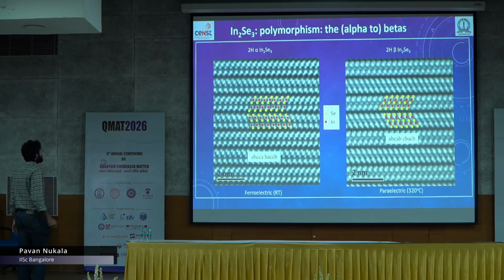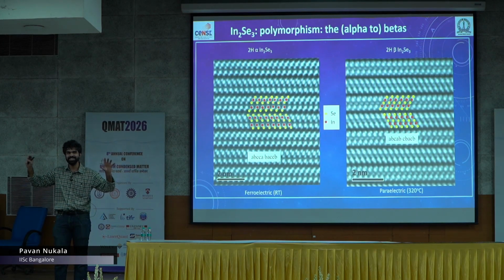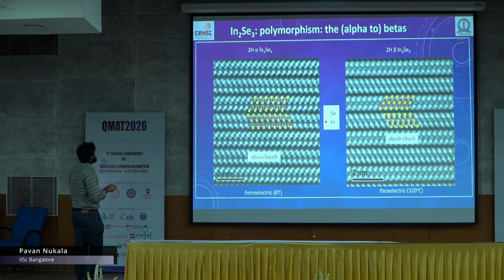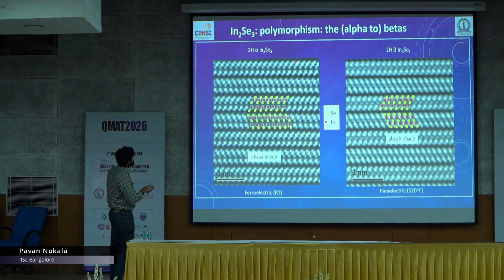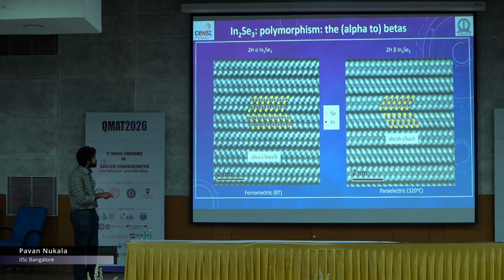There is the story of beta phases, right? Now I have different symmetries of the alpha phase. All of them are polar. They have a polar point group, so they can host a polarization. Then you have these beta phases. If I heat this alpha phase to high enough temperatures, here we heat it up to 320 degrees Celsius and image it, you get a beta phase.